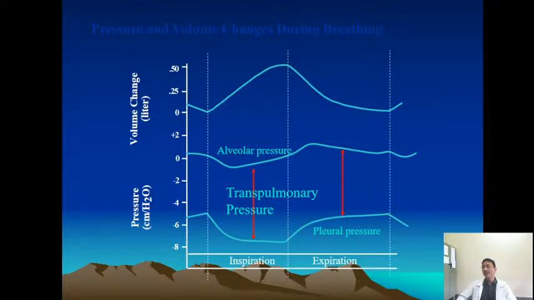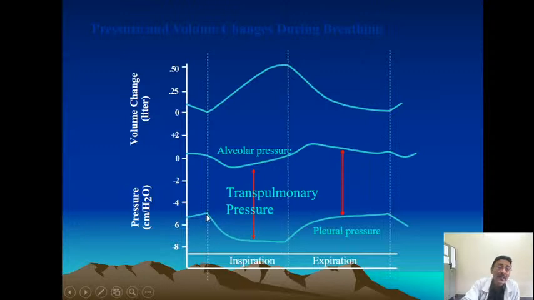So now a pressure gradient is created from the alveoli to the atmosphere. We now have more pressure in the alveoli and comparatively less in the atmosphere, so a gradient is created. When this gradient is created, air moves from the alveoli into the atmosphere, and this brings about the whole process of expiration. Now we'll correlate what is happening.